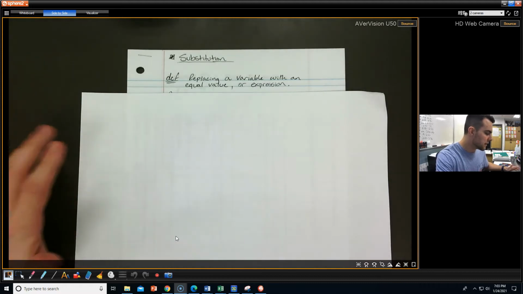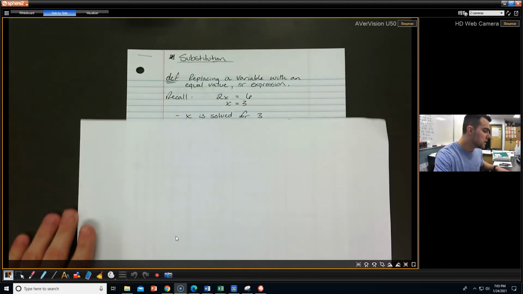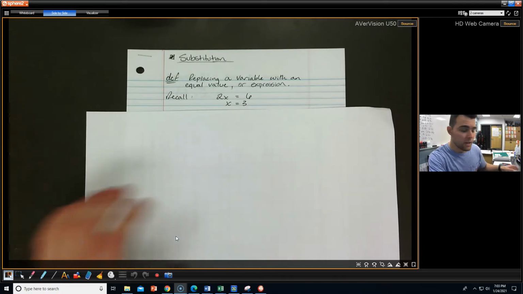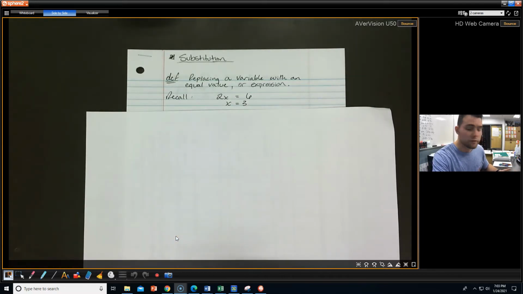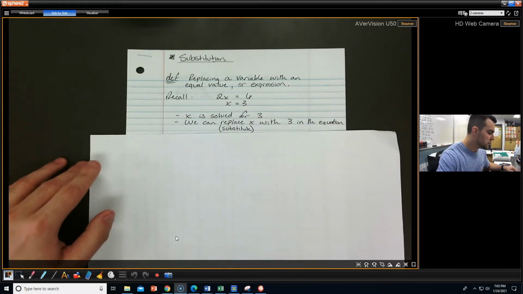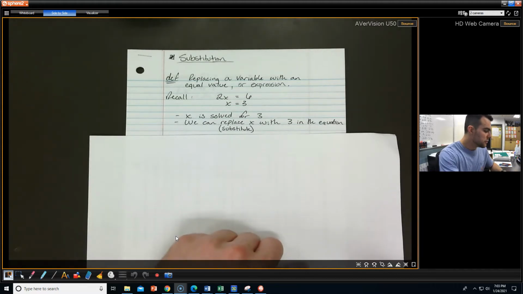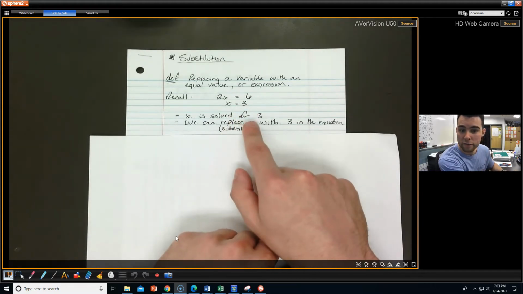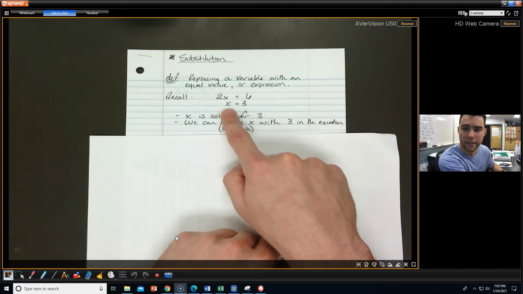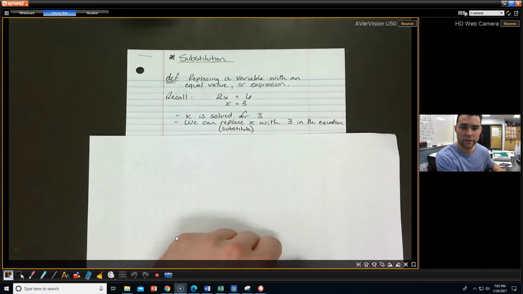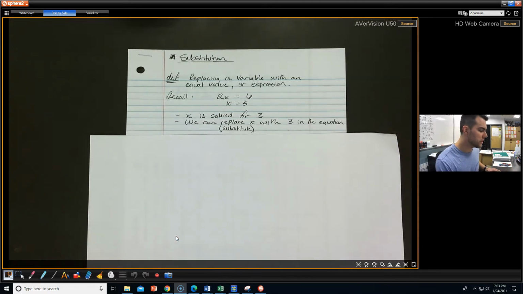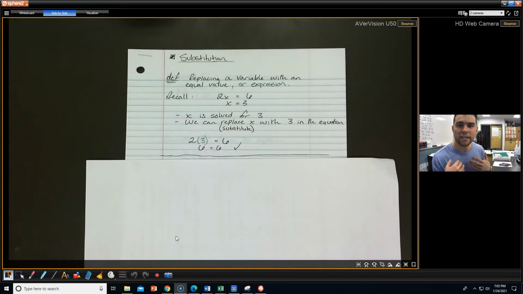Substitution, if you need some kind of definition, is really just about replacing a variable with an equal value or an expression. If we're solving an equation like 2x equals 6, we know that x is going to equal 3. We can say that x is solved for 3 because x is by itself and x is equal to something. So x equals 3, and we can substitute x with 3 in the equation to check if this is true. And obviously, 2 times 3 does equal 6, okay?